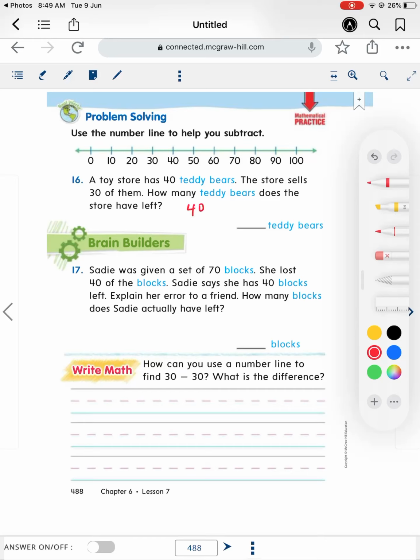40 minus 30 equals what? Let's start with the ones. Let's start with subtracting the ones. 0 minus 0 equals what? 0. Let's start subtracting the tens now. 4 minus 3. 4 tens minus 3 tens equals what? Equals 1 ten. Excellent. So how many teddy bears? 10 teddy bears.